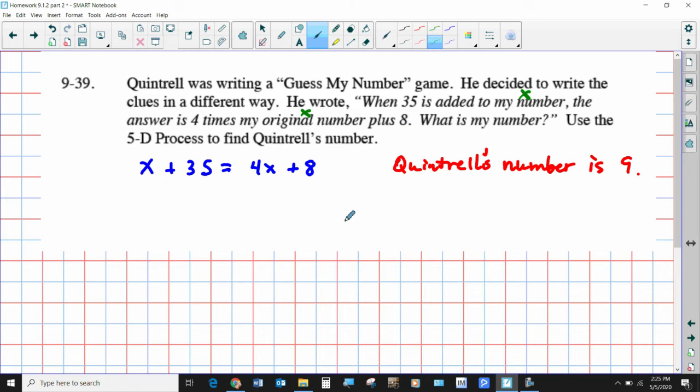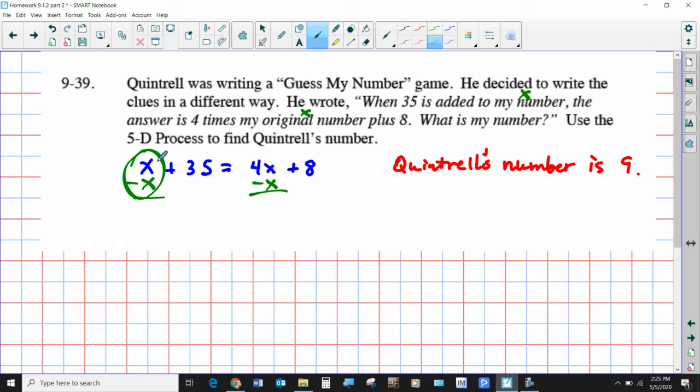Well, you could do guess and check with this, but it might take a little while. Why not just solve it algebraically? Remember, we're going to remove balanced sets, take the same away from each side, and do it strategically so you get the x's away from one side and only on the other side.